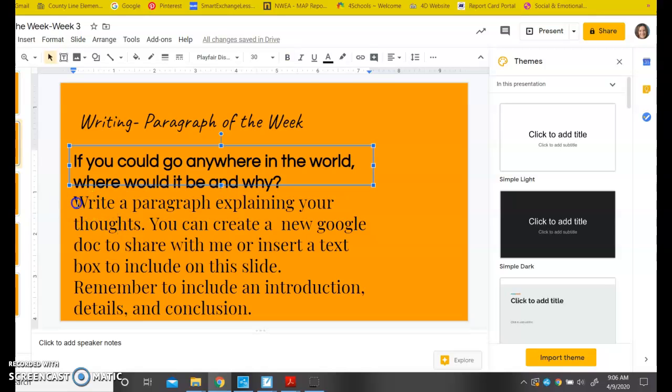Here's some further explanation, some further directions. Write a paragraph explaining your thoughts. If you want, you can create a new Google Doc and share it with me. Okay? You can share a Google Doc with me. I'll be looking that it says paragraph of the week and your name. I am not including a Google Doc for this. You know how to create a new Google Doc and you know how to share it with me. If you don't know how to do that, you can just answer the question on the next slide.